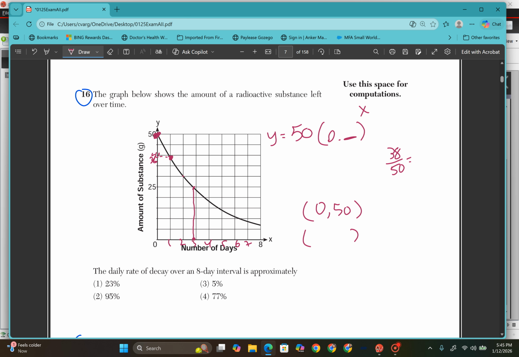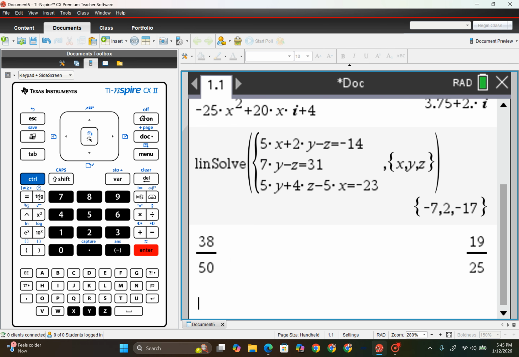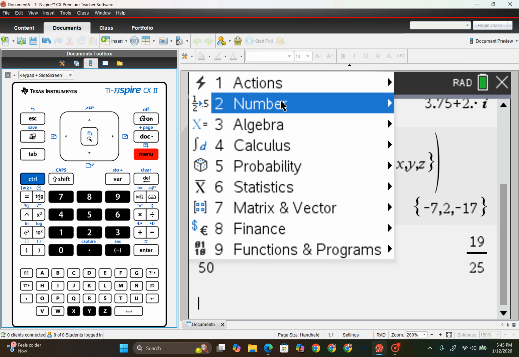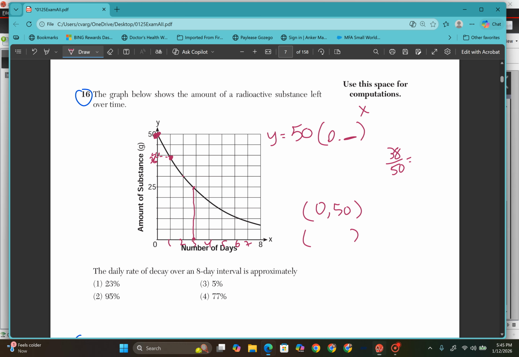So 38 divided by 50, what is that? 38 divided by 50 is, okay, is that helpful? Oh, I need to change that number to a decimal. So convert to decimal, 0.76. Okay, is that an actual amount? 0.76. Okay, so I know that my decay rate is about 0.76. And then to the x, and it says the daily decay rate over an 8-day interval is how much that's going to be.